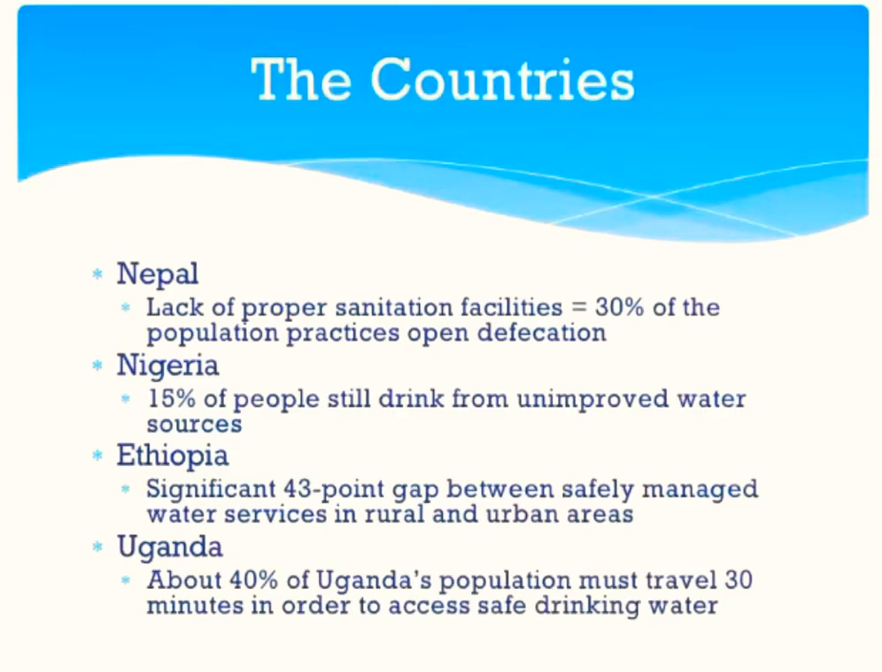Nigeria. Nigeria is one of the fastest improving countries when it comes to water quality, but 15% of people still drink from unimproved water sources. High levels of toxic chemicals have been reported in Nigeria's water sources.